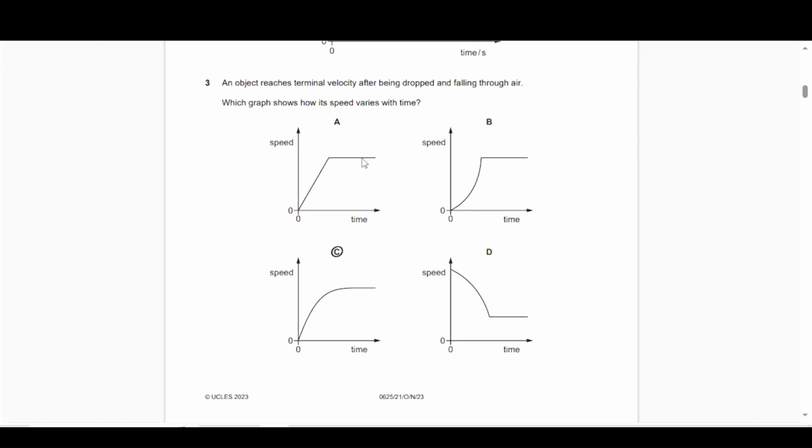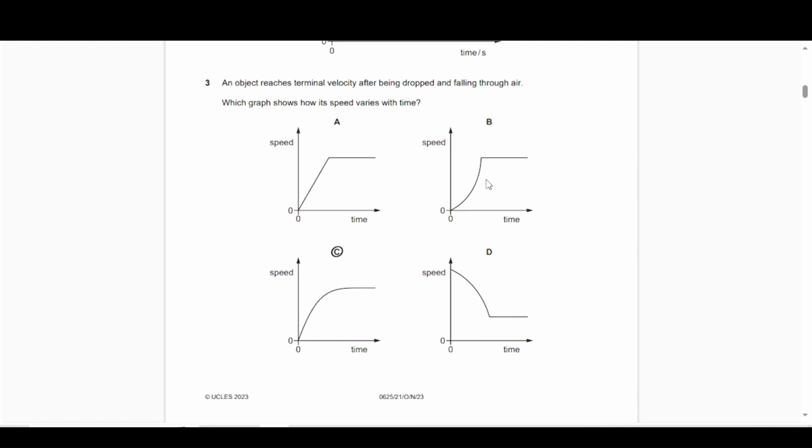And essentially they want to know how its speed varies with time. And the thing is, we've seen the graphs on freefall. We know that the object keeps accelerating, but its rate of acceleration slows down, right? So it's not falling with a constant acceleration. That would be the case if the object was dropped and there was no air resistance, but they've said the object is falling through air, so that's not right. That leaves us with B, C, and D, right?